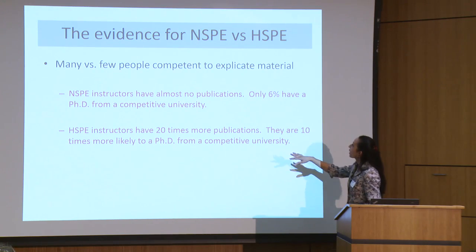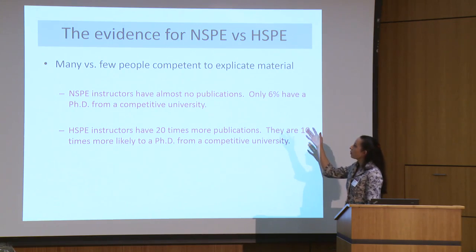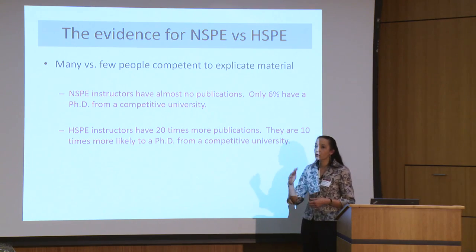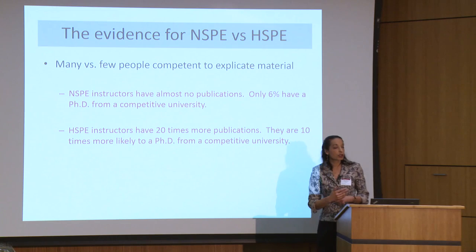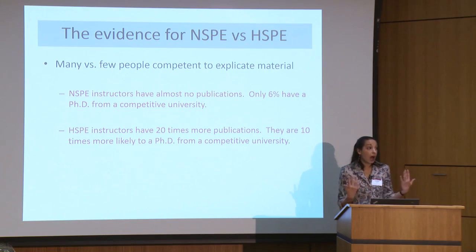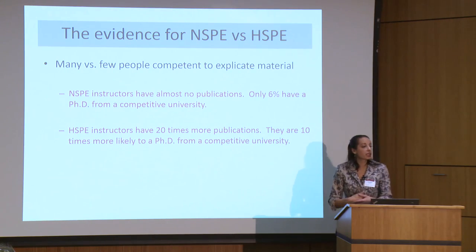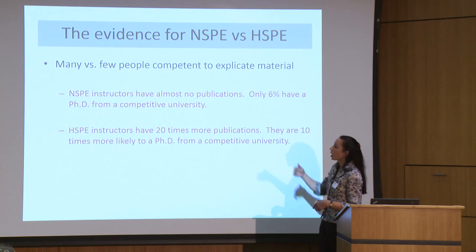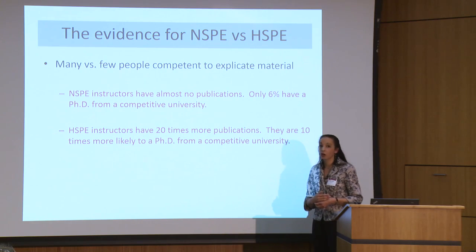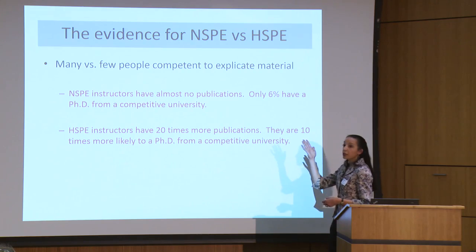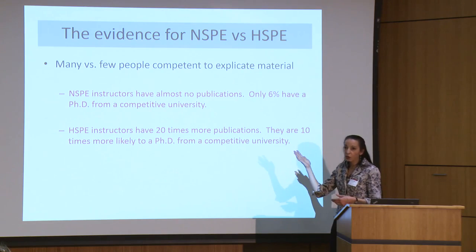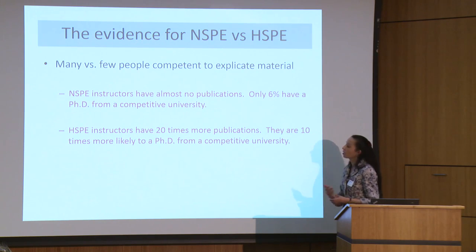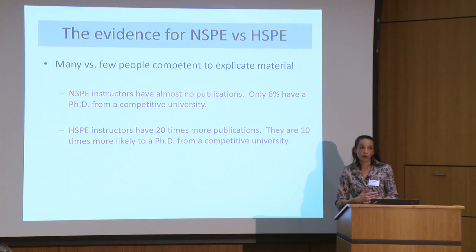All right, what percentage of people are competent to explicate the material, are competent to teach at these institutions? Well, maybe more are competent to teach than we know, but there's certainly very different types of instructors. Your typical non-selective post-secondary education instructor has basically no publications. They really don't do research, and only 6% of them have a PhD from a competitive university.